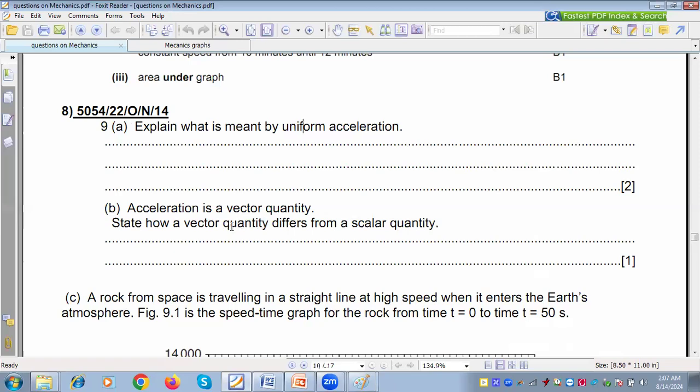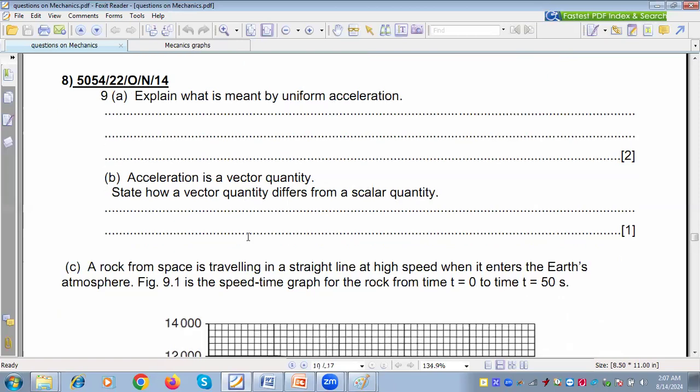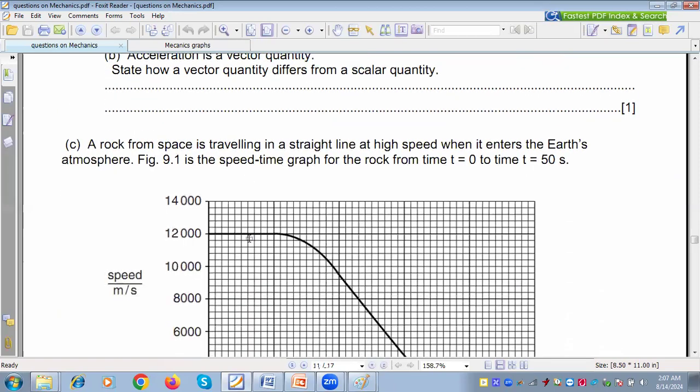Acceleration is a vector quantity. How a vector quantity differs from a scalar quantity, you all know it. That is, the scalar quantity doesn't need direction. Only magnitude is sufficient, but a vector quantity needs direction to be mentioned.